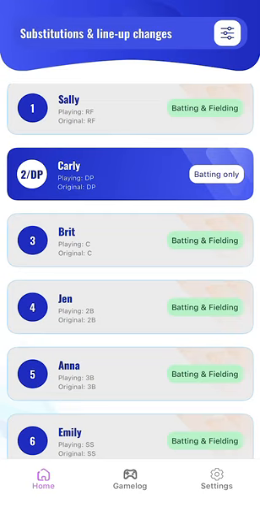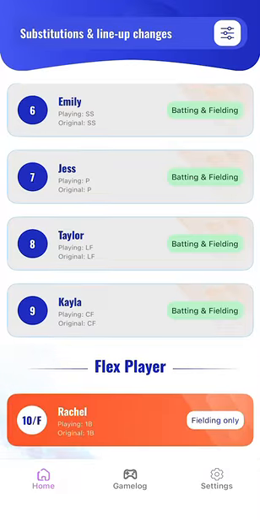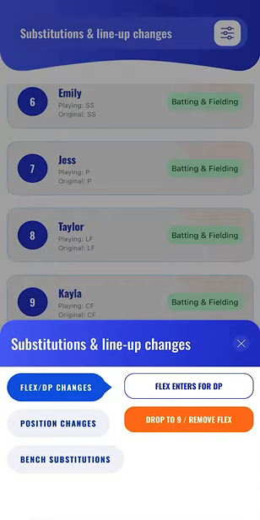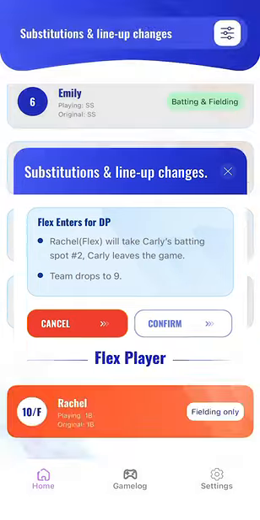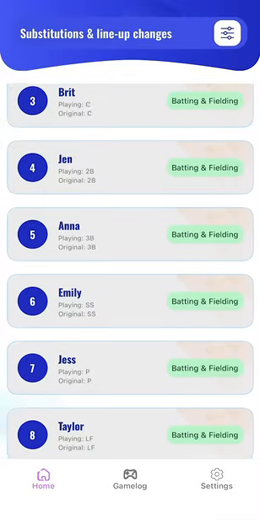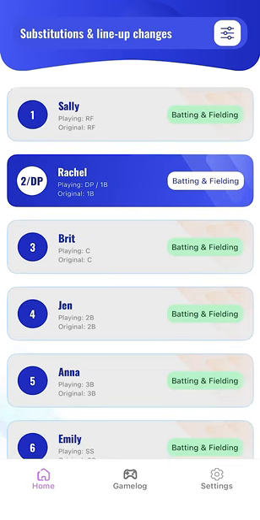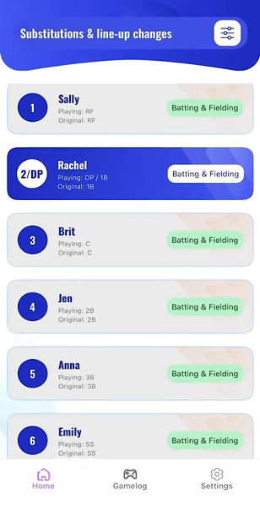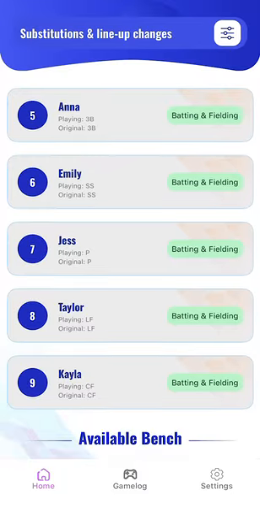So now let's say the next inning, or a couple innings later, the 2 spot comes up again. Cool. I want Rachel batting because she's a good hitter, playing first base. We're going to go flex in for the DP again. So now Carly is out of the game, but Rachel gets to bat in the 2 spot again. So Rachel hits. Let's say she gets on base, she gets walked, she gets a double, whatever.